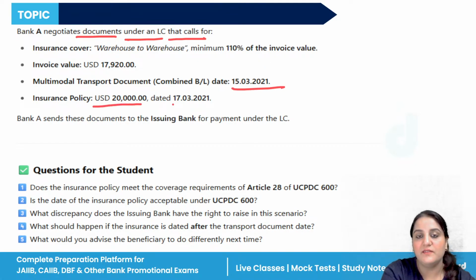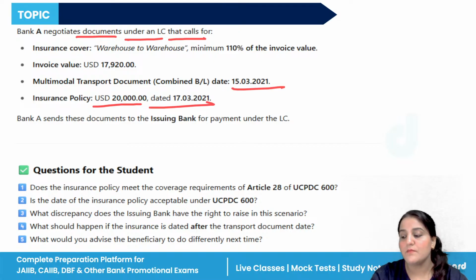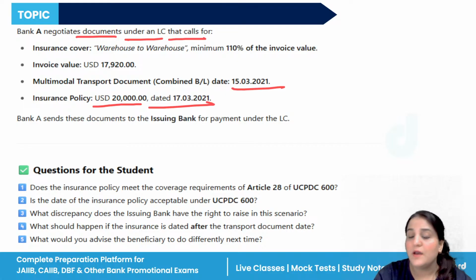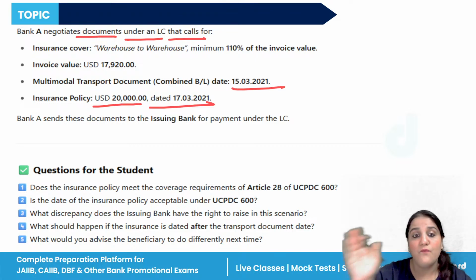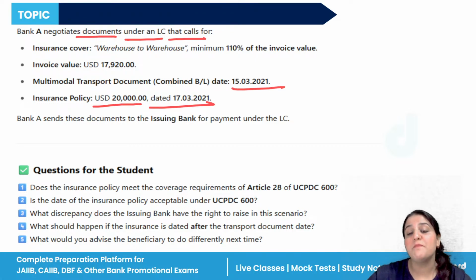Insurance policy is this, dated on this date. Bank A sends these documents to the issuing bank for payment under the LC. Does the insurance policy meet the coverage requirements of Article 28? Is the date of insurance policy acceptable under the UCP DC 600? Or what discrepancy does the issuing bank have the right to raise in this scenario?